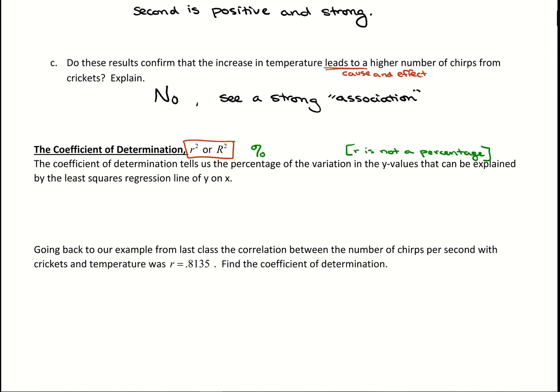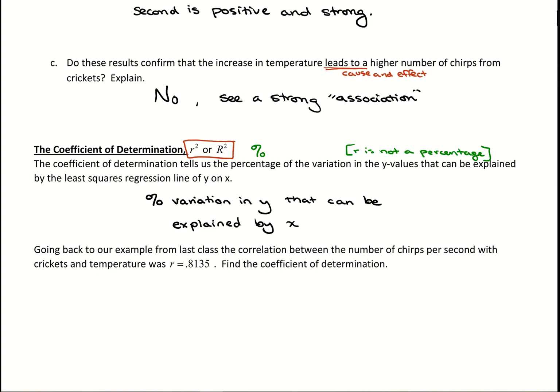So our coefficient of determination tells us the percentage of the variation in the Y values that can be explained by the regression line, which we talk about more in a following video. But how we could relate this now for another interpretation is it tells us the percent of variation in Y that can be explained by X. So it's another way of describing the relationship between the two variables.